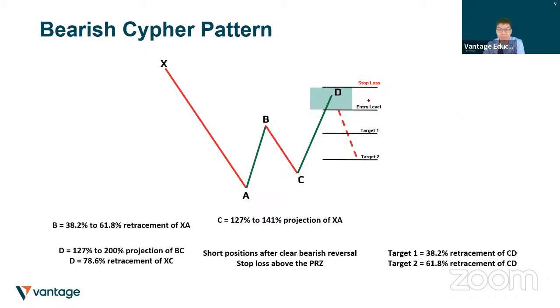So this is the bearish cipher pattern. I think this is the second last pattern. B is at 38.2% to 61.8% retracement of XA, with C being 127% to 141% projection of XA, and D, this area right here, 127% to 200% projection of BC. So as usual, wait for a nice confirmation of a bearish reversal for a short, stop loss above. Your target 1 is 38.2%. Target 2 is 61.8% of CD. Do screenshot this down before we continue. It looks the same, but once you draw it out, well, it might take some time.